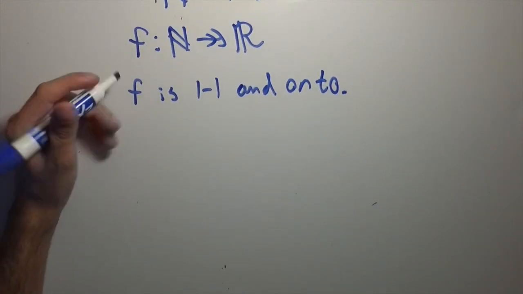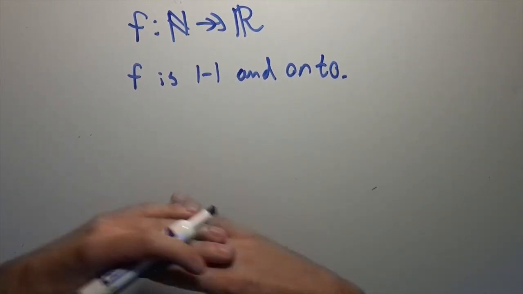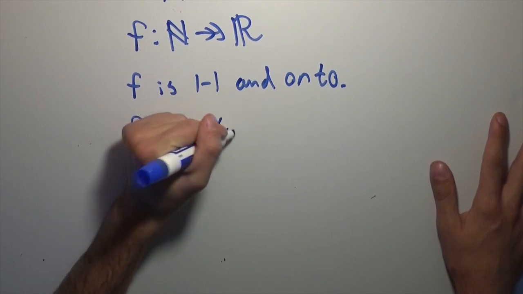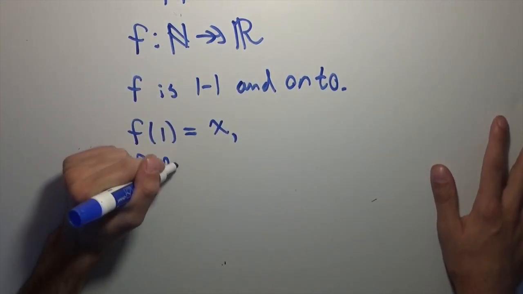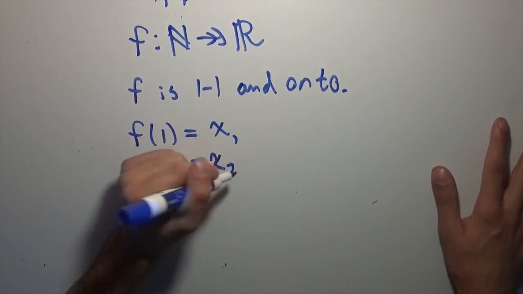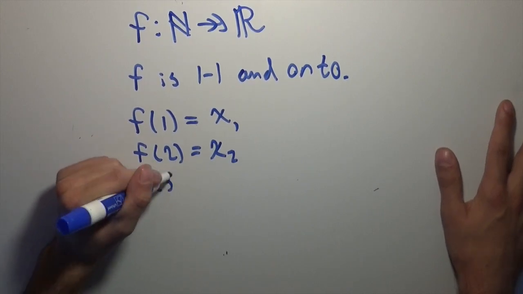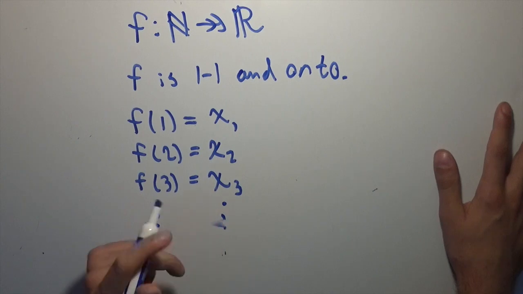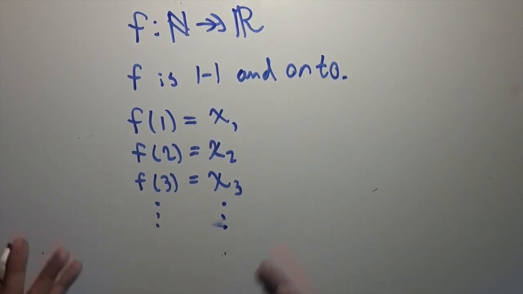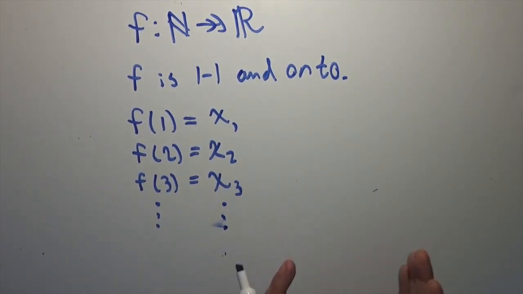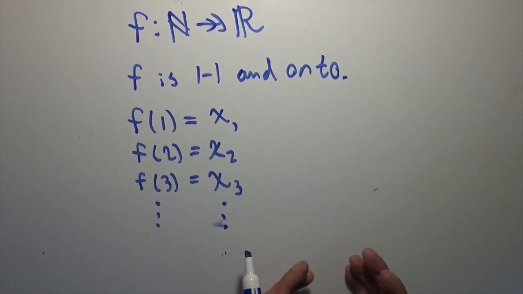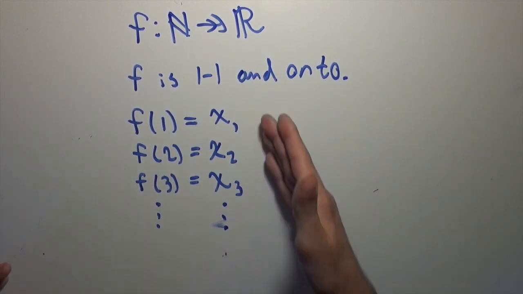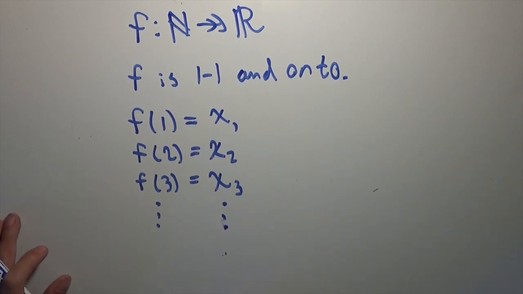That is essentially saying that we can list the real numbers. So f of 1 is going to be some real number x1, f of 2 is going to be some real number x2, f of 3 is going to be some real number x3, and so on and so forth. And in this one, we're not going to assume that we're just looking at the subset of the real numbers from 0 to 1. We're going to assume that this is all the real numbers, from negative infinity to positive infinity. Every real number appears on this list, every single one.